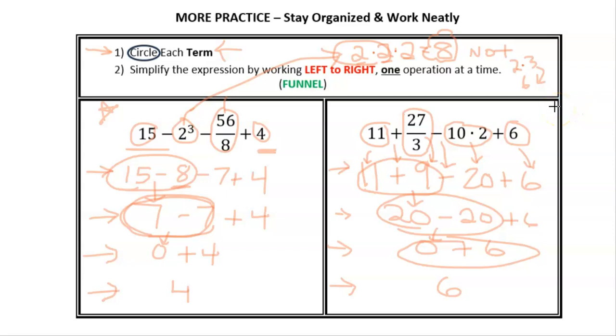And order of operations is just making sure you identify the terms, clean up any that need cleaning up before you can add and subtract. Once you get all your terms cleaned up, add and subtract left to right.